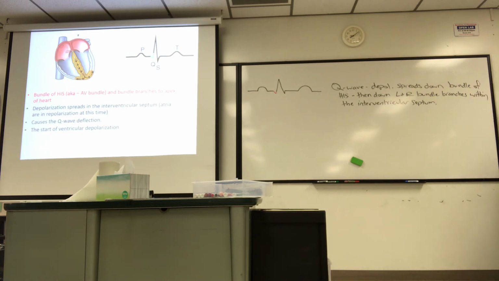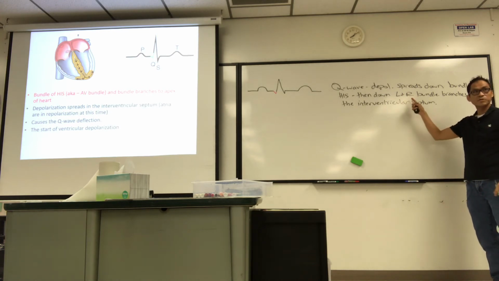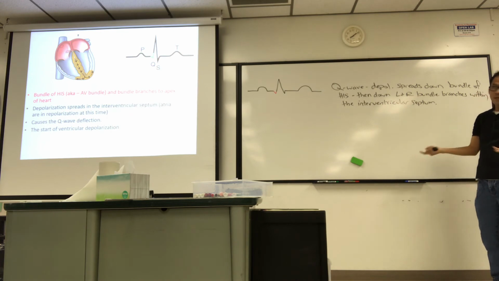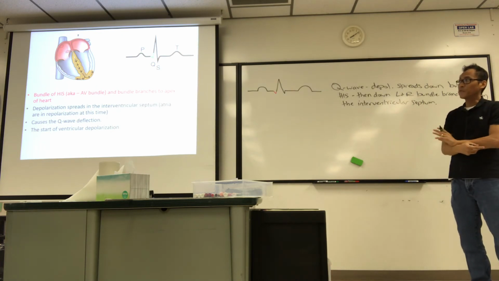How many bundles of His are there? One. How many bundle branches are there? Two. Now, students tend to forget about the bundle branches. I don't know why. Think of it this way. How many ventricles are there in the heart? Two. There's one on the left, and there's one on the right. And that's why you have a left and right bundle branch, because it's going to go to each one. But for now, they're both contained within the septum.